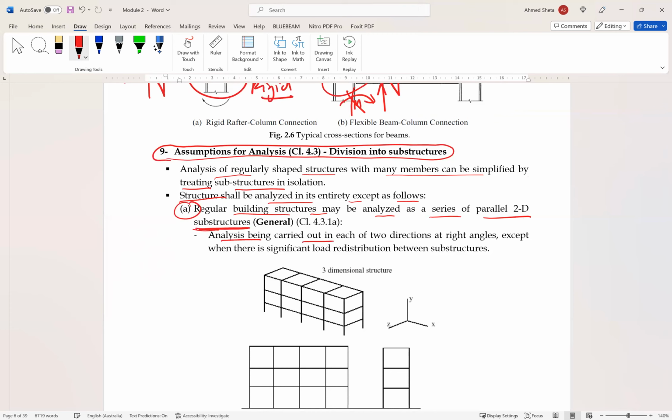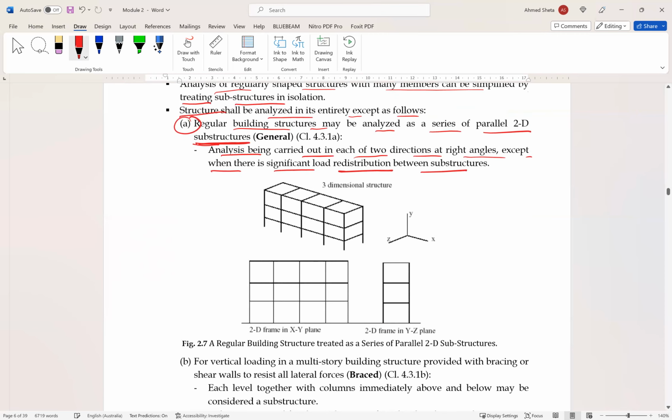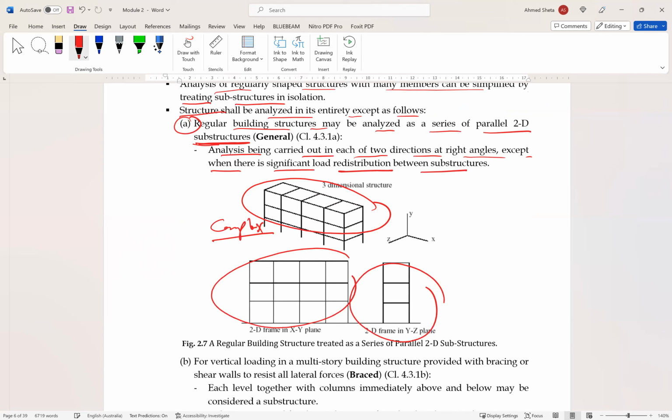Analysis is carried out in each of two directions at right angles, except when there is significant load redistribution between substructures. So as you can see, this is a three-dimensional complex structure, and it can be converted to simpler structures, subdivided. Like this is a 2D frame in the YZ plane, and this is a 2D frame in the XY plane.